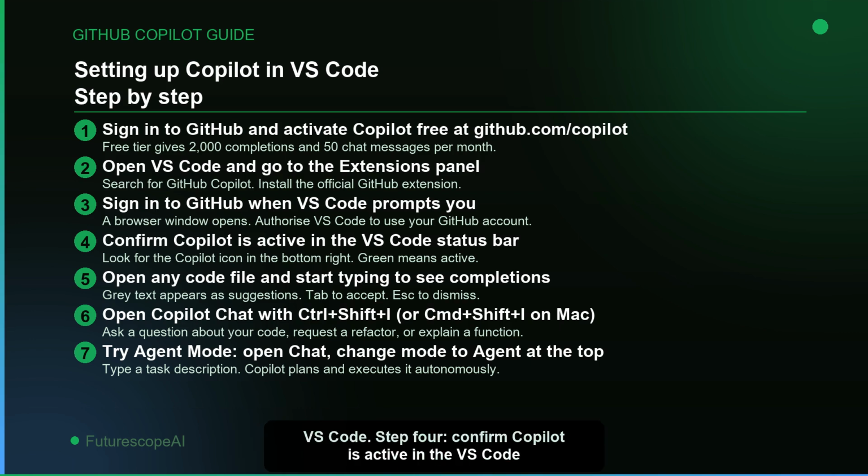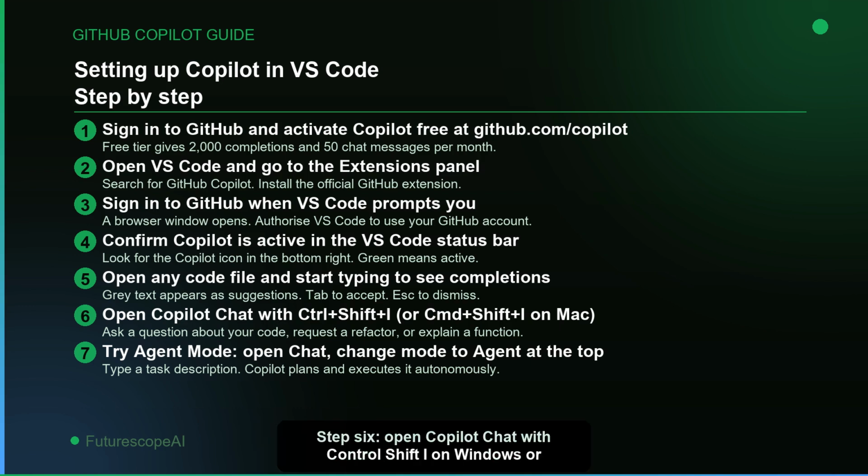Step 4. Confirm Copilot is active in the VS Code status bar. Look for the Copilot icon in the bottom right of the window. Green means it is active and connected. Step 5. Open any code file and start typing. Gray ghost text appears as Copilot suggestions. Press Tab to accept a suggestion. Press Escape to dismiss it.